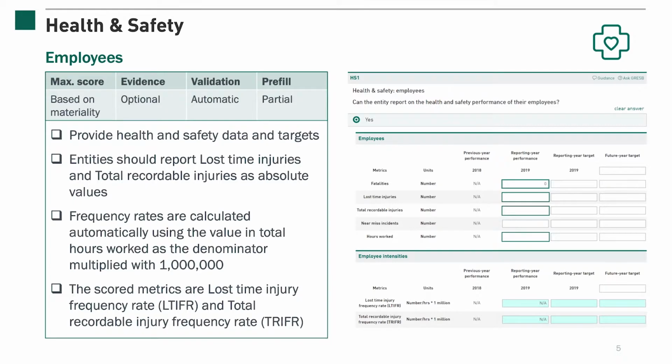To obtain full points for the indicator, entities should provide targets for the reporting year and a future year for the scored metrics. Note that the targets for these metrics are not calculated automatically.